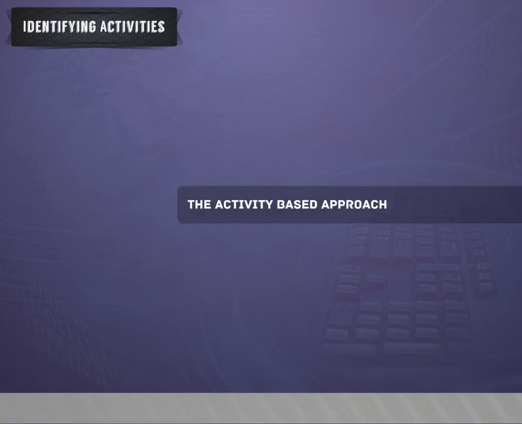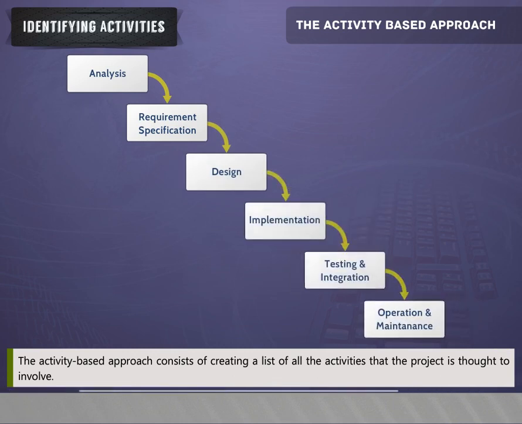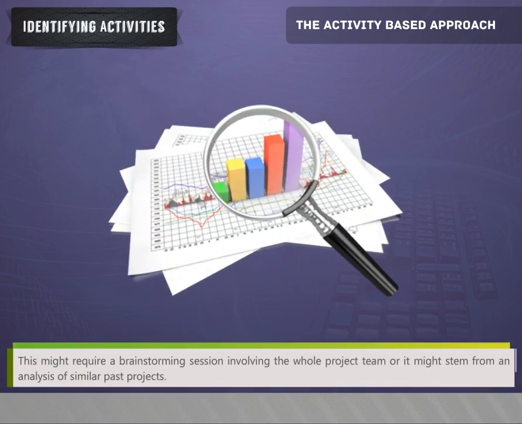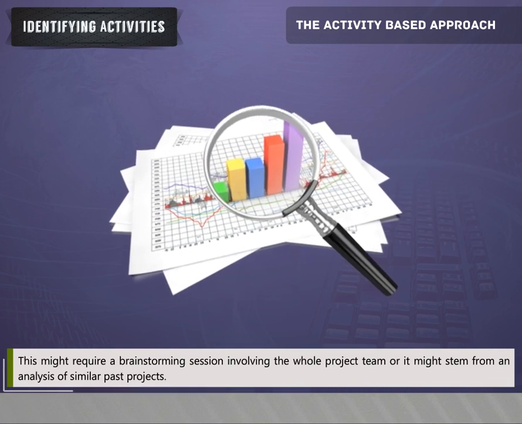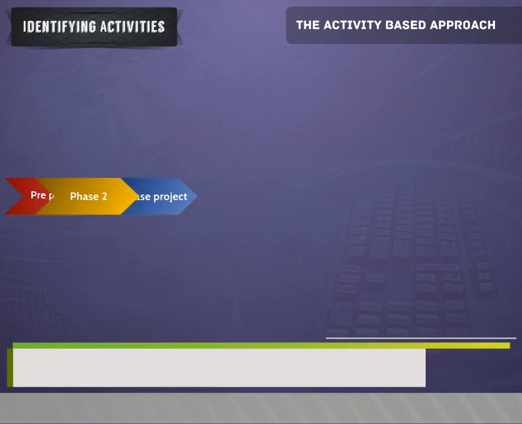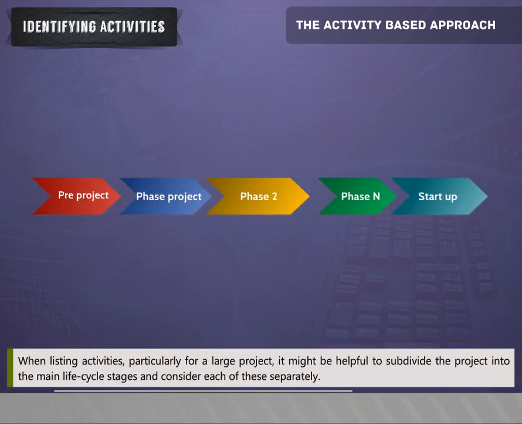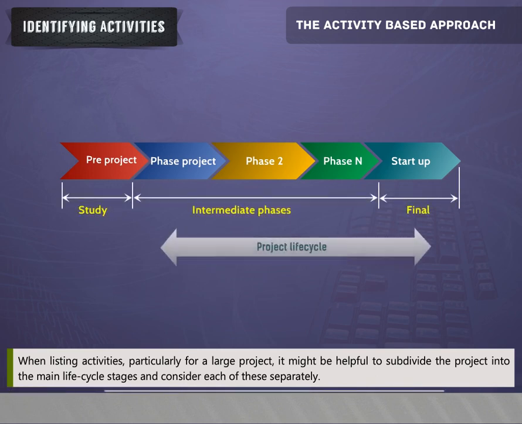The activity-based approach. The activity-based approach consists of creating a list of all the activities that the project is thought to involve. This might require a brainstorming session involving the whole project team, or it might stem from an analysis of similar past projects. When listing activities, particularly for a large project, it might be helpful to subdivide the project into the main life cycle stages and consider each of these separately.